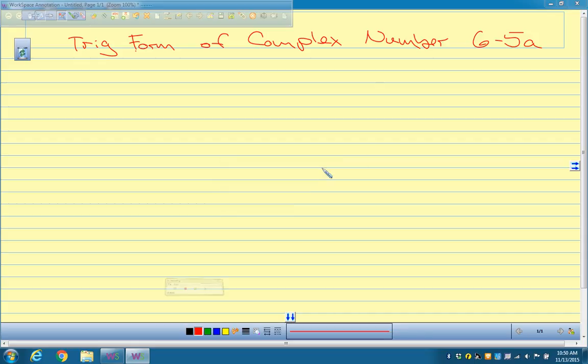Form of complex numbers. Take one. Take two, actually. Okay? So a complex number, you may know, let's change colors because it's not a good color.